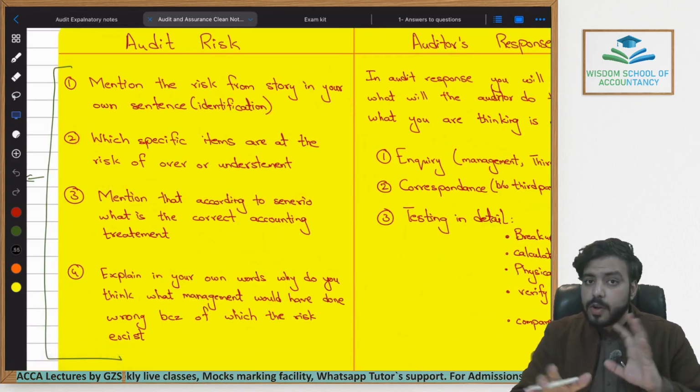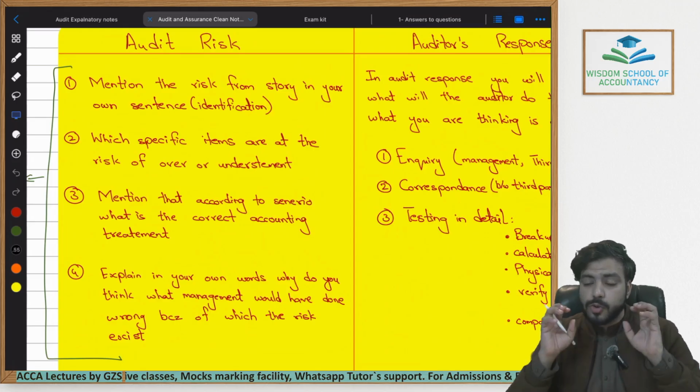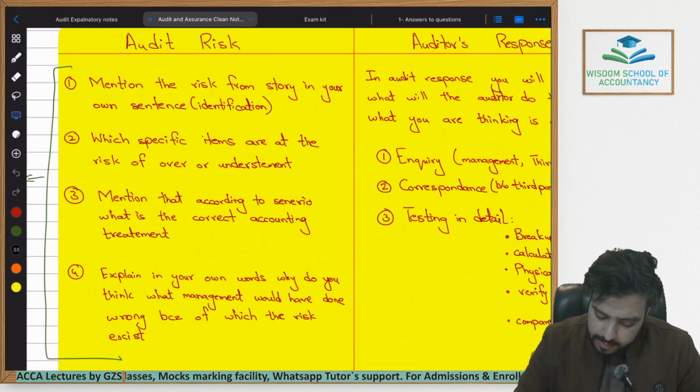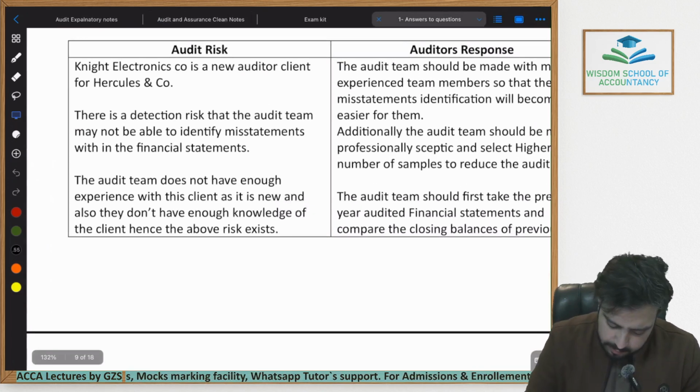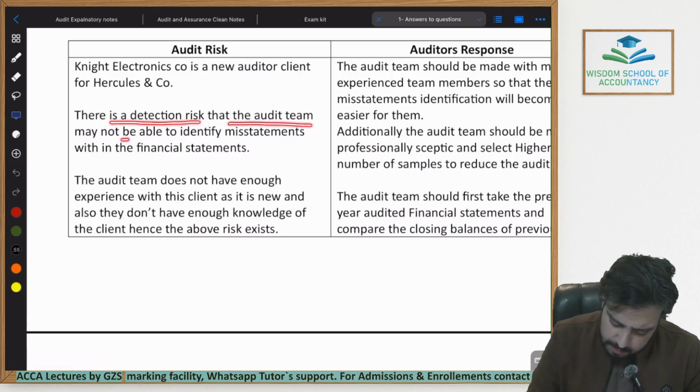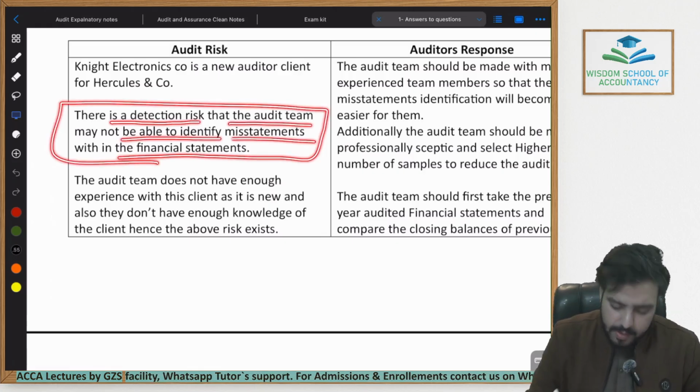In this case, we are not talking about the financial statements, so we will explain the detection risk in paragraph number 2 in small words. What do we write here? There is a detection risk that the audit team may not be able to identify misstatements within the financial statements. In simple words, we have explained that.